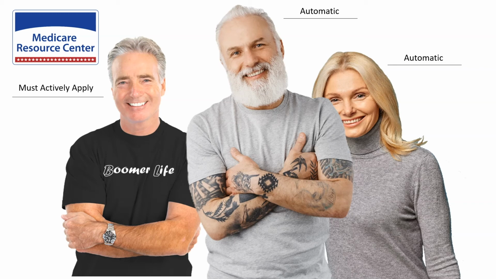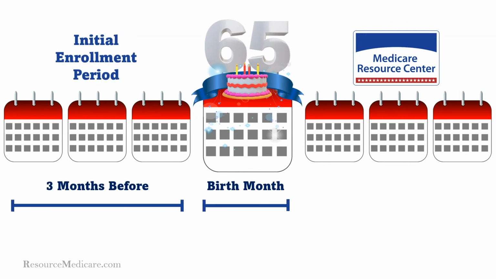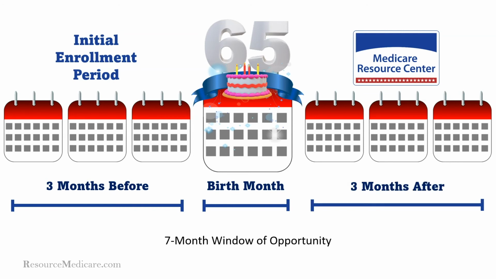Now, your boomer over here that's turning 65 and because he's not collecting Social Security, he has to actively apply. He has a window of opportunity that he must adhere to. This is called the initial enrollment period. It's basically 3 months before your birth month, and 3 months after. This IEP, as it's known, initial enrollment period, is a 7-month window of opportunity.